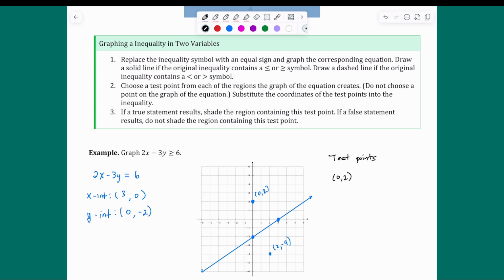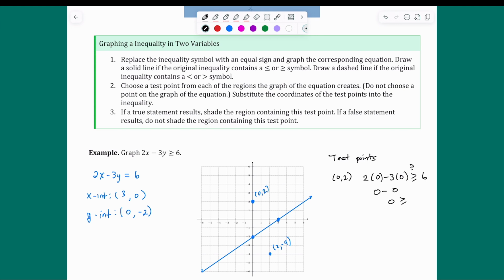Okay, and so we'll plug this into the inequality. And so we have 2 times 0 minus 3 times 0. And then we're checking to see if this is greater than or equal to 6. So, is that true? And so 2 times 0 is 0. So we have minus 3 times 0, which is 0. So 0 minus 0 gives us 0.